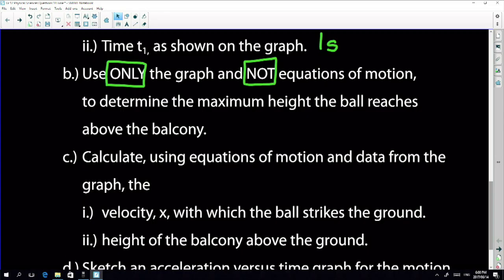Now, we're going to look at where it says use only the graph and not equations of motion to determine the maximum height. Guys, this is really, really important. You need to read questions carefully here because you have enough information on the graph to use equations of motion, but you are not allowed to. If you use equations of motion, they will give you naught, even if you get to the right answer, because we're stipulating method. You have to do it the way we ask you because we're testing a skill. So remember, science isn't just about getting to the right answer. It's about how you get to the right answer, and that's the important thing for us.